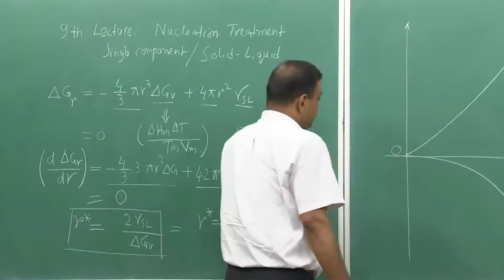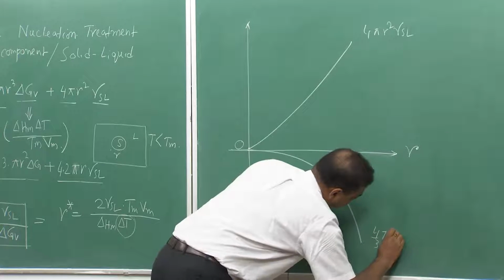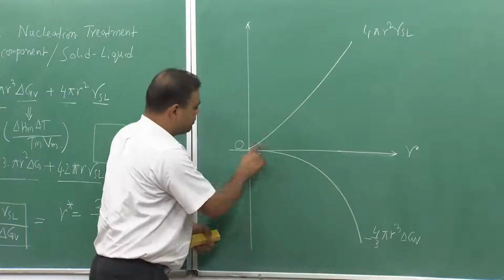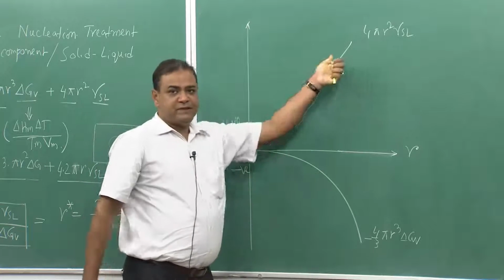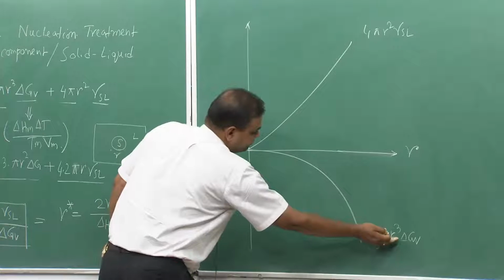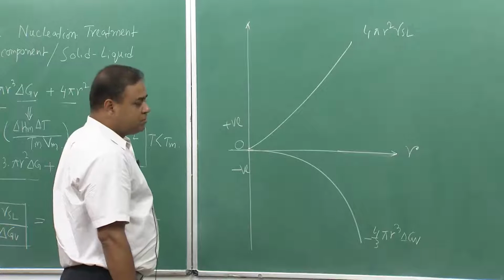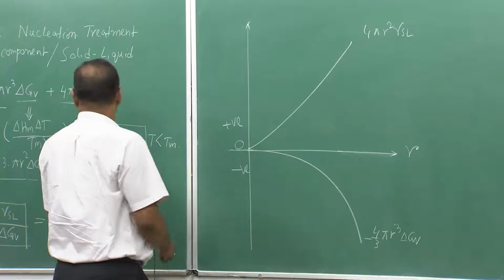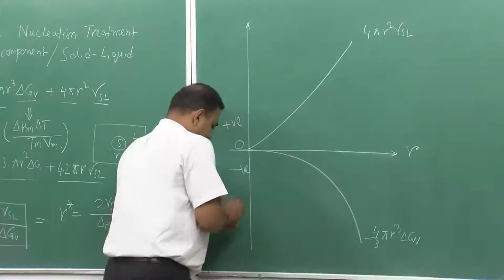Since it is 4 by 3 pi r cube delta G V and there is a negative sign, that is what we have taken to the negative side, and this is the positive side. At the same time, this is a positive energy, this is a negative energy, and this varies as r to the power cube, so its variation would be like this. Now, if we try to see the variation of delta G r as a function of r, it would look like this.